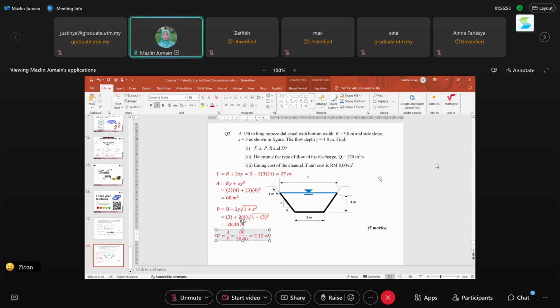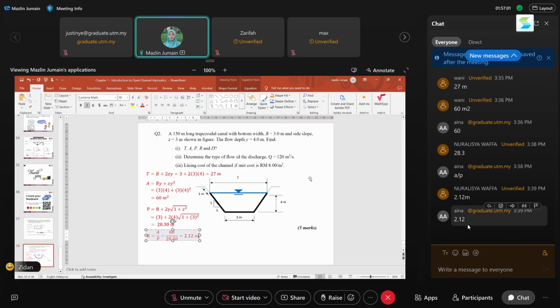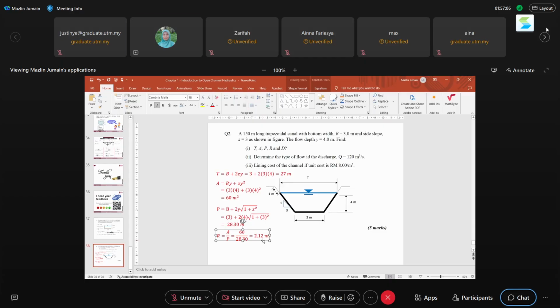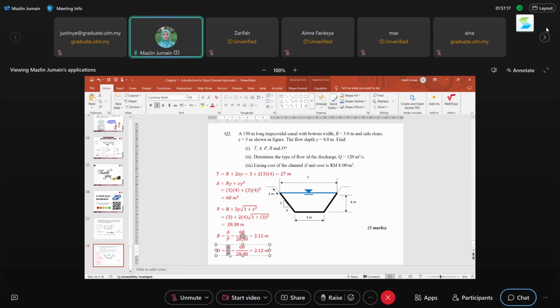Okay, and then dah. So ada lagi satu which is D. Yeah, betul Aina. So dapatkan nilai the hydraulic depth which is D equal to A over T. So the T is 27. So this one equal to 2.42. Okay, betul?